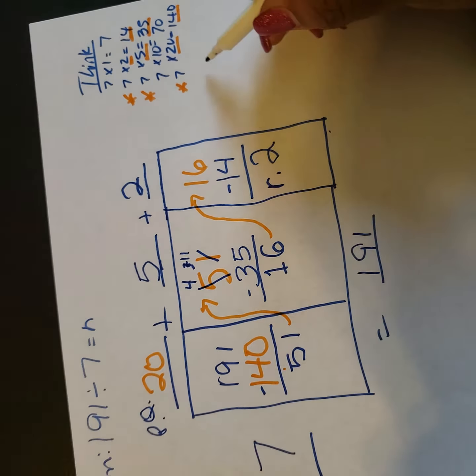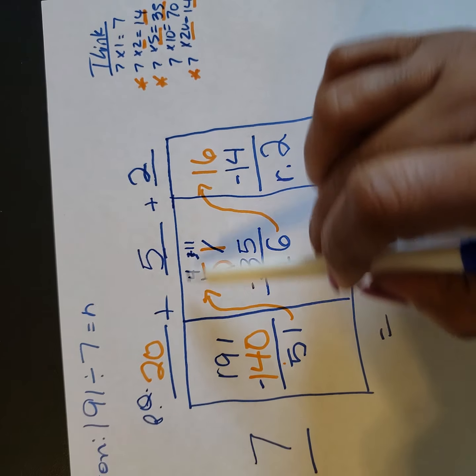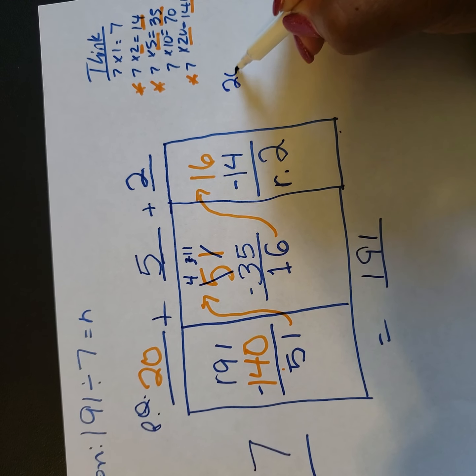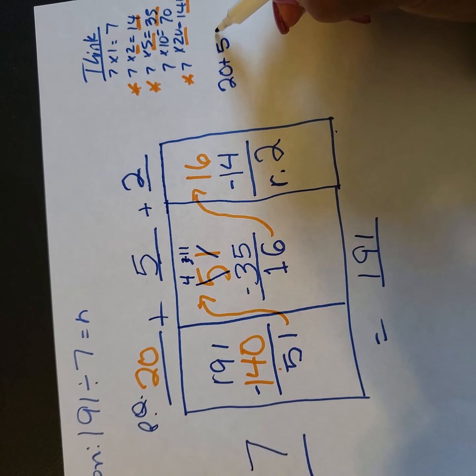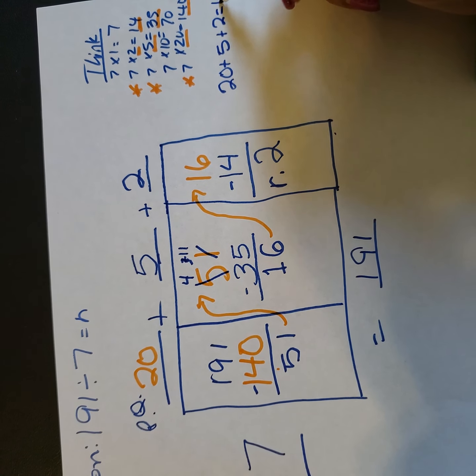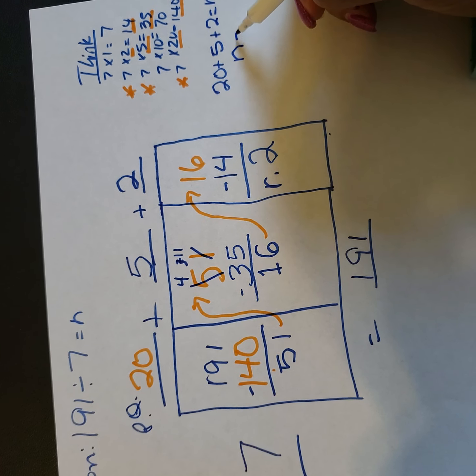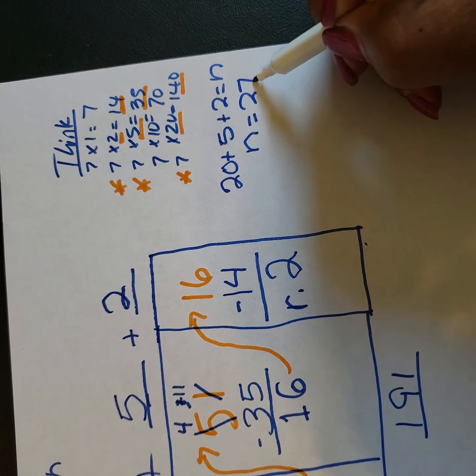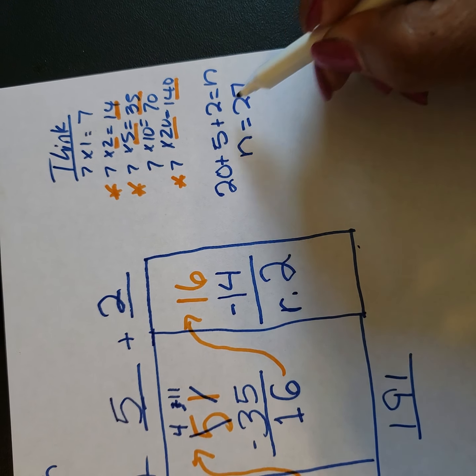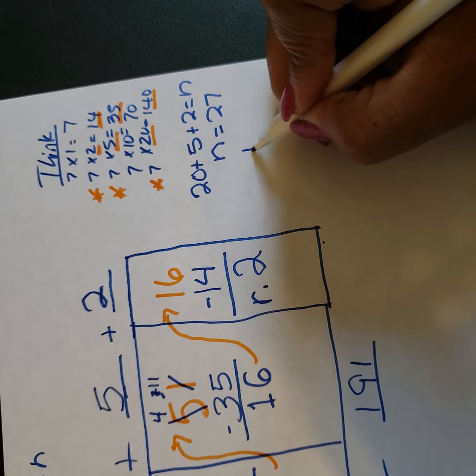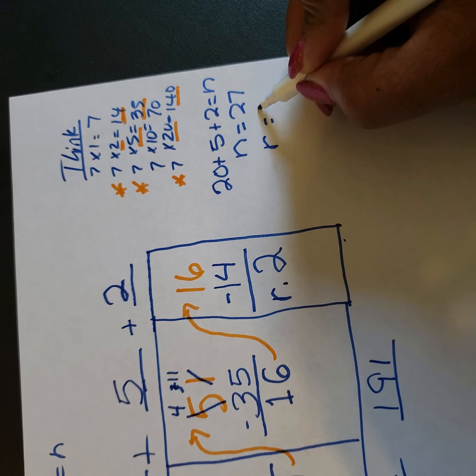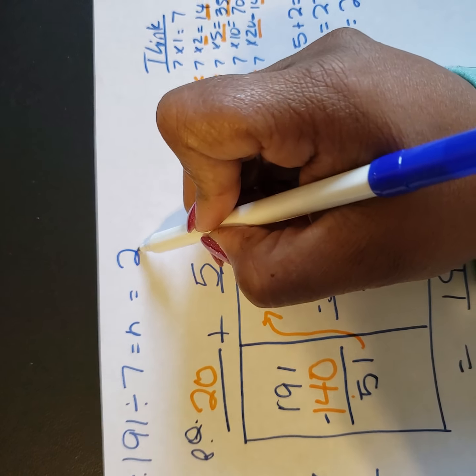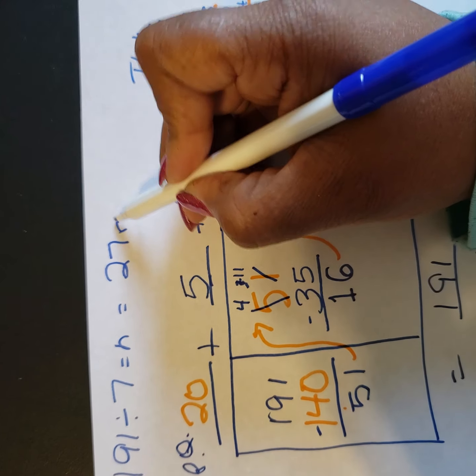All right, we need an equation now. What equation will help us find our partial quotients? Let's list it out. 20 plus 5 plus 2 equals n. And our partial quotient n is going to be equal to 27. 20 plus 5 plus 2 equals 27. And our remainder is 2. So when we go up here to put in our answer, it is 27, remainder 2.